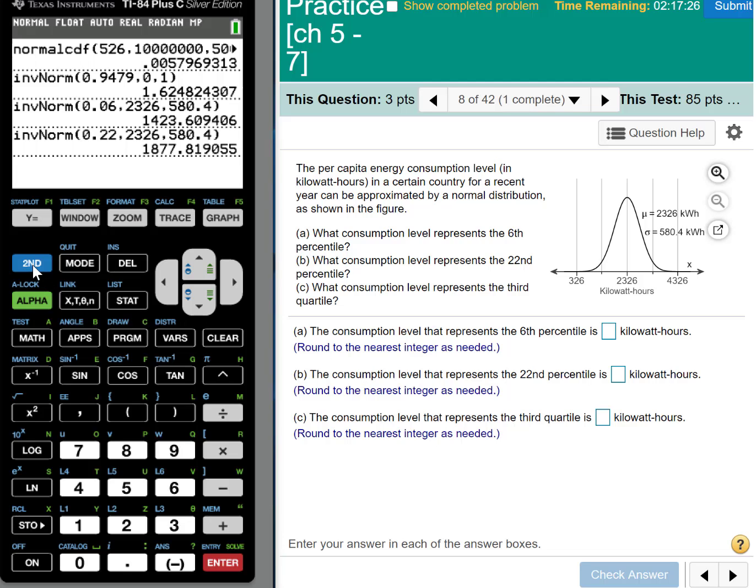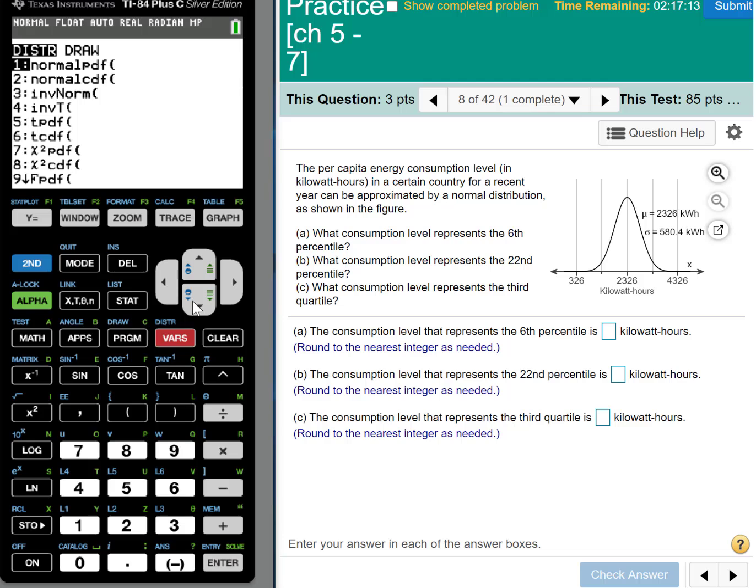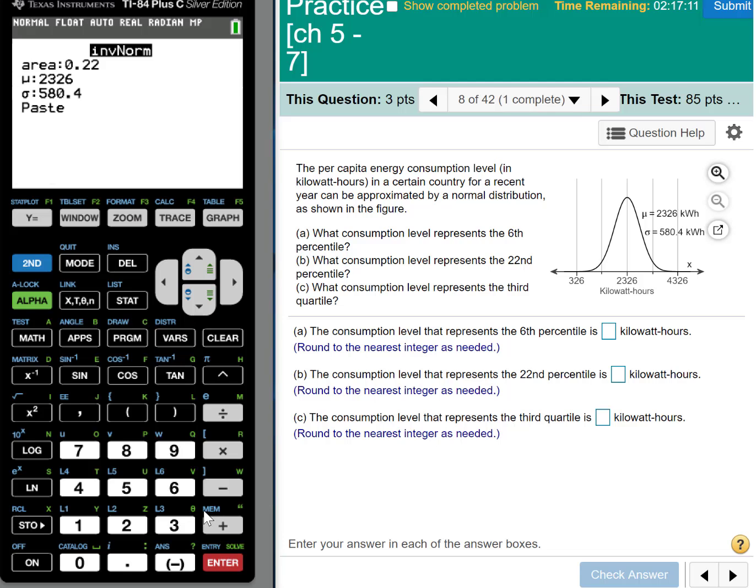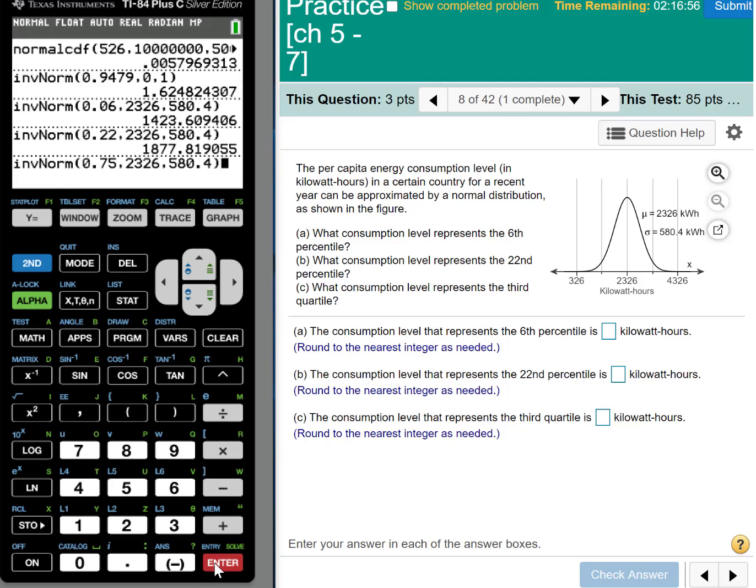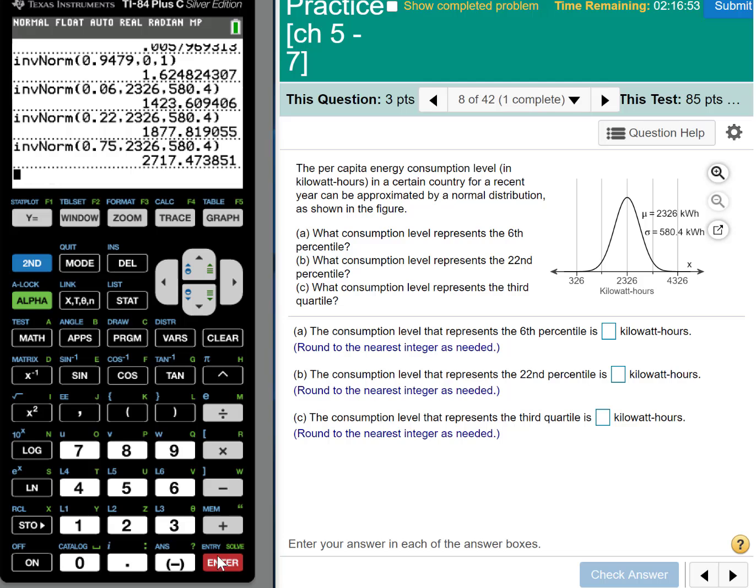What consumption level represents the third quartile? Third quartile means 75%. So you go to second, and then distribute one more time, inverse norm, and just change this to 0.75. If he says first quartile, you might see the question on the test, just use 0.25. Second quartile is the median, 0.5, and that's it. That's the answer. Okay, next question.